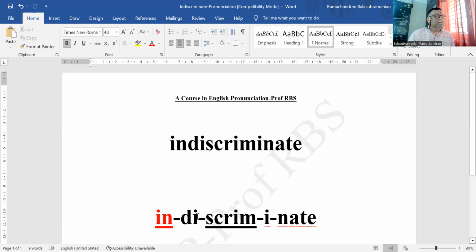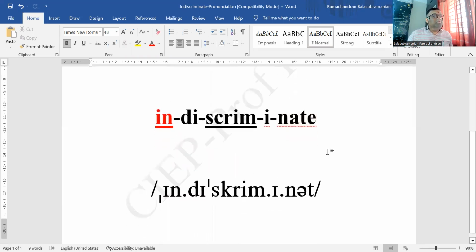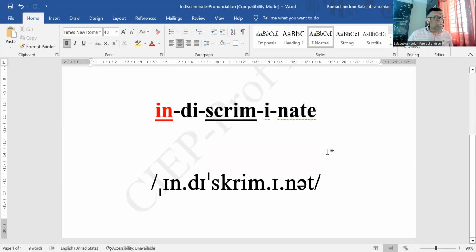The syllable boundary is here. The second and the third syllables divide themselves here. The S sound is not part of the second syllable. And there is a reason for that. Now, let me share the transcription with you. So this is the transcription of the word indiscriminate. And you heard the pronunciation. I'll be pronouncing it at least 3 or 4 times before the end of this video.